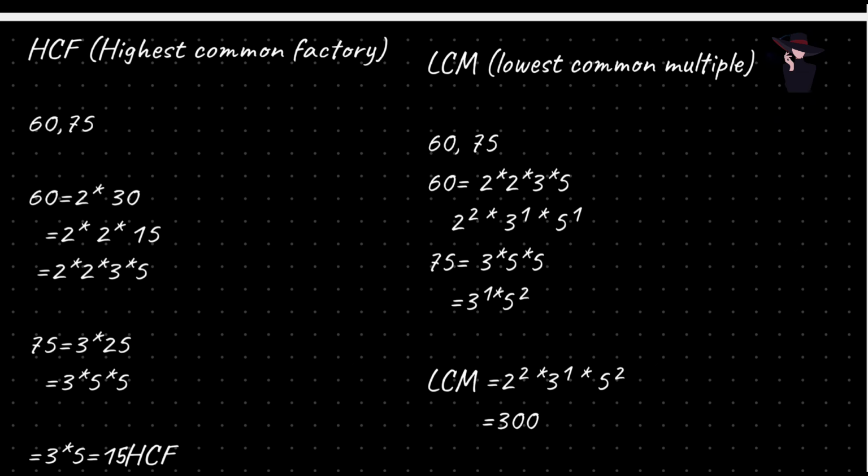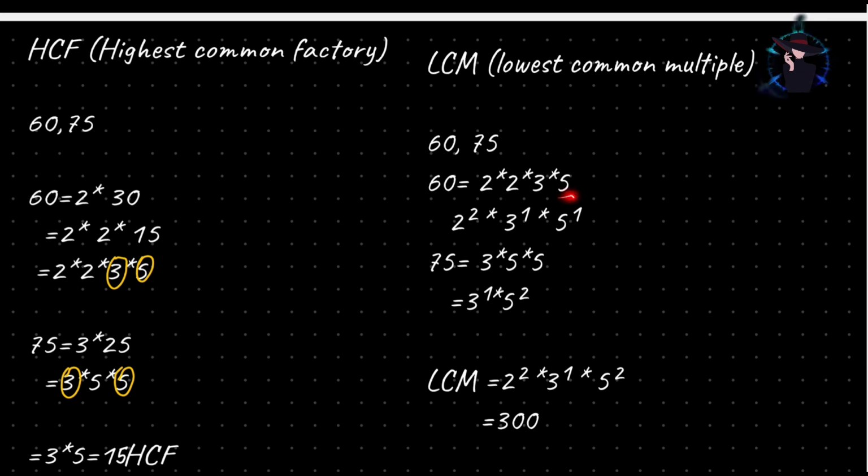So, what are the common numbers here? We have 3 here, 3 here, we have 5 here, 5 here. Highest common factor means only the common things, that is 3 into 5, which is 15. The other 5 is missing here, so HCF is 15. Let's go for the LCM now.